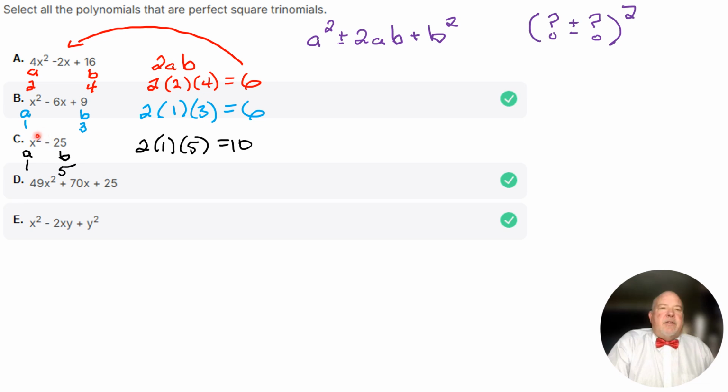Again, let me point out, there's nothing in the middle here. So there's no x in the middle. So that means that that value is 0. That's why it's not there. All right, so look at the next one.